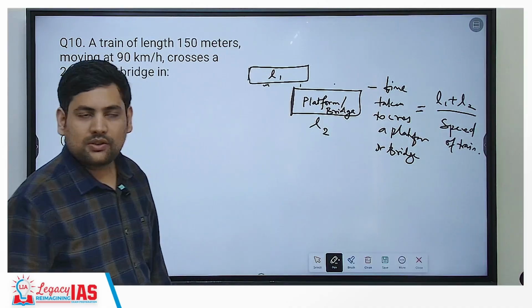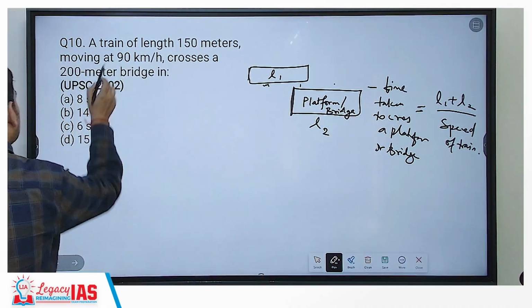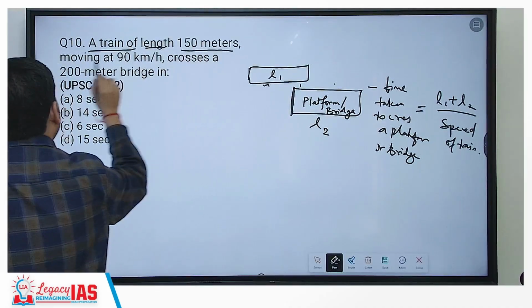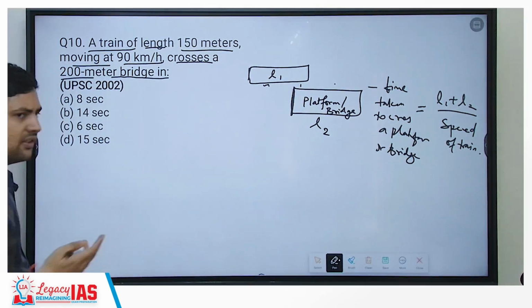Correct? So what it will be? Whatever is given in the question. Now let's see this question. A train of length 150 meters moving at 90 km per hour crosses a 200-meter bridge in what time?